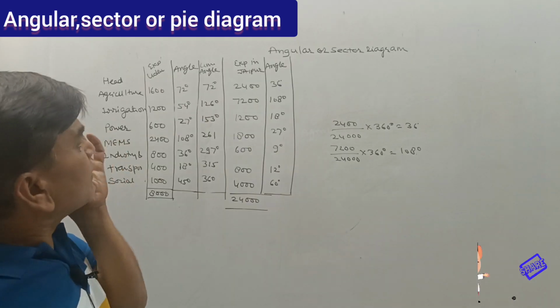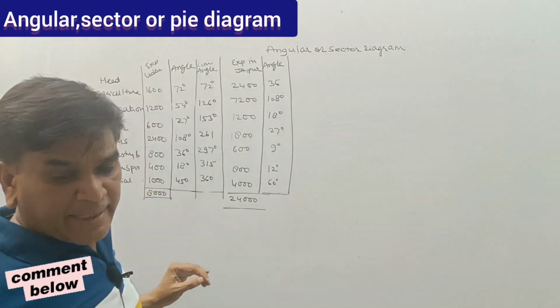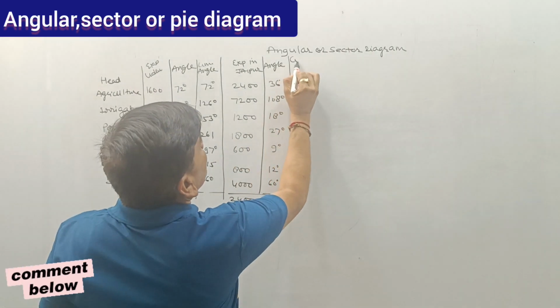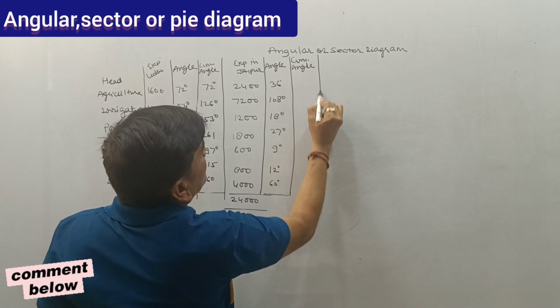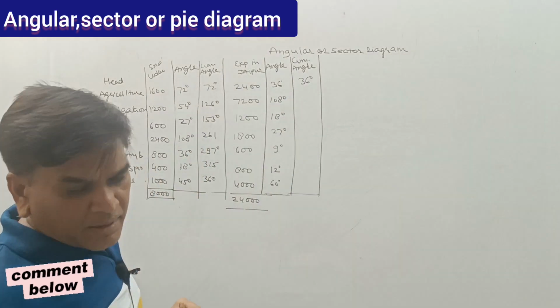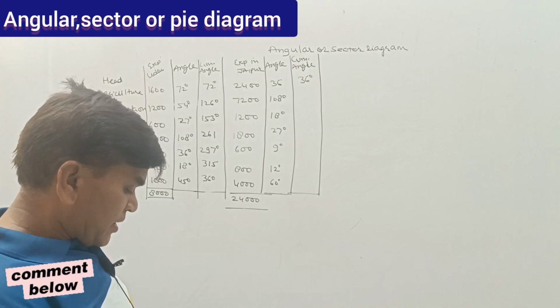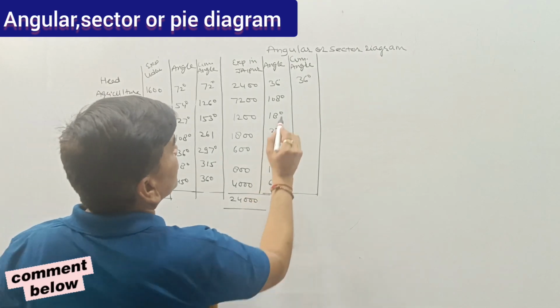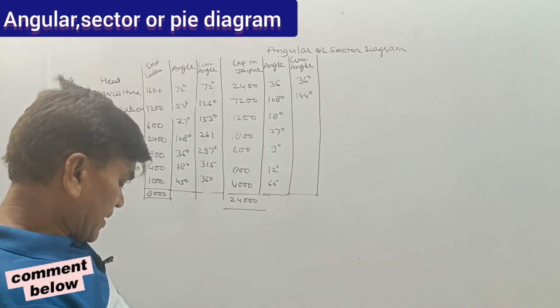Now the cumulative angle. For getting the cumulative angle, first 36 degrees. 36 plus 108 is 144 degrees. Plus 18.